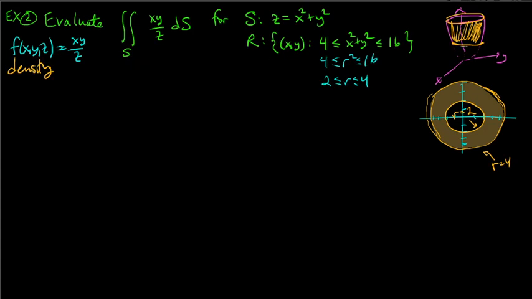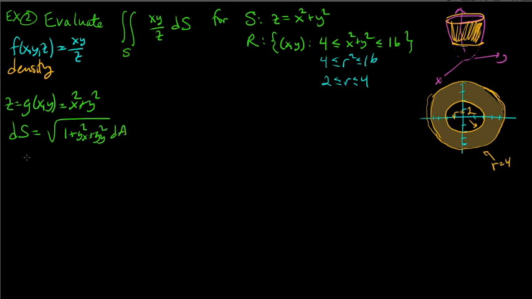All right, again, z is a function of x and y. But remember, we have to use g now. So g is x squared plus y squared. And what do we need? Remember, for dS, we need the square root of 1 plus g_x squared plus g_y squared. And I think we've done this before. This is the square root of 1 plus 4x squared plus 4y squared, times dA.